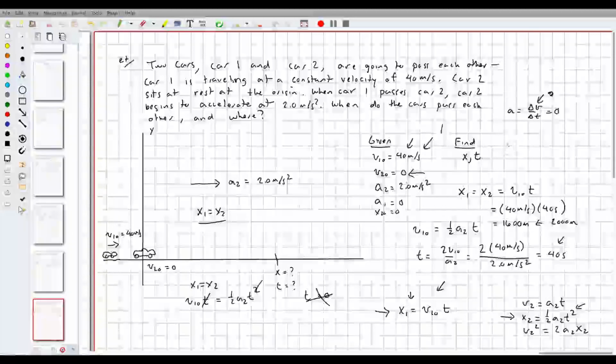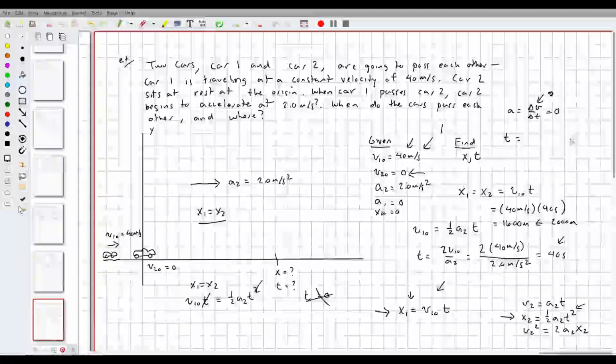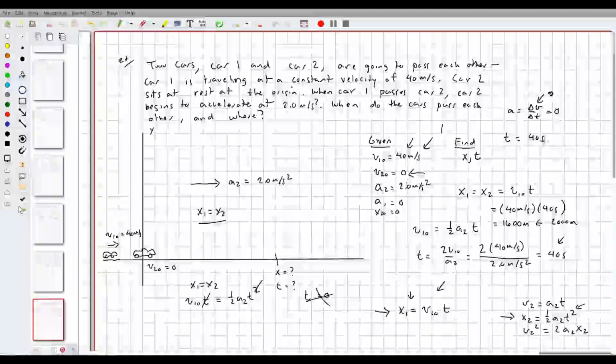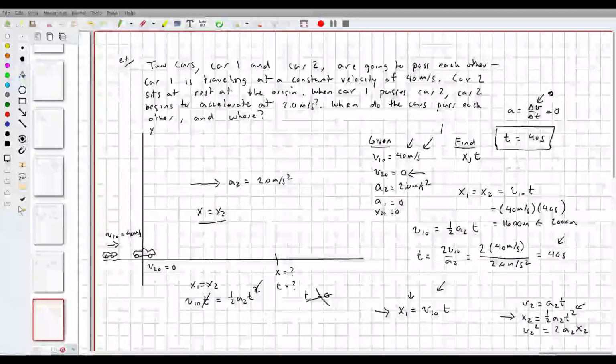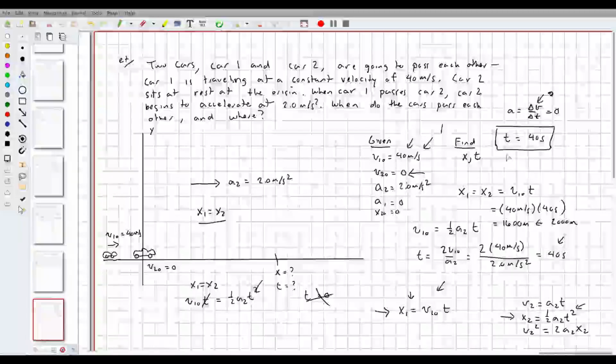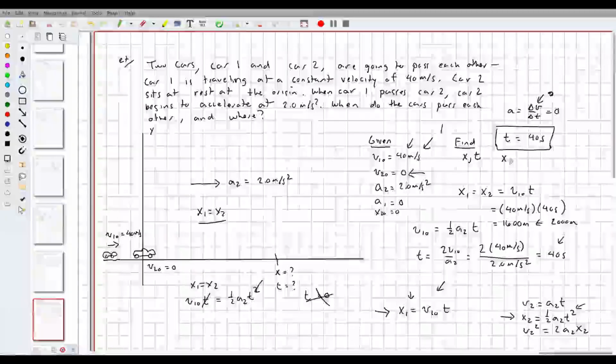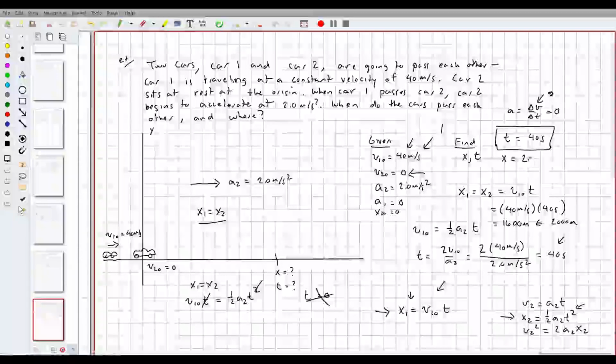So at the end of the day, when do the cars pass each other? Well, at 40 seconds. How far do they go before they pass? About 2,000 meters.